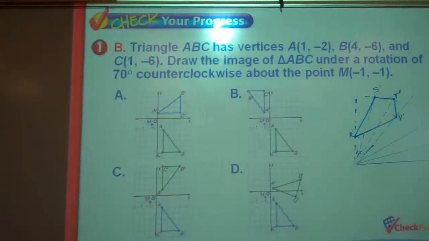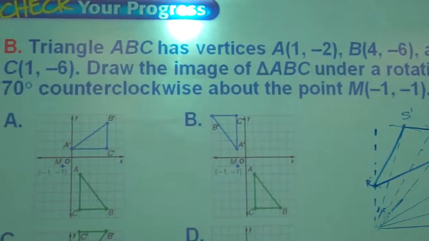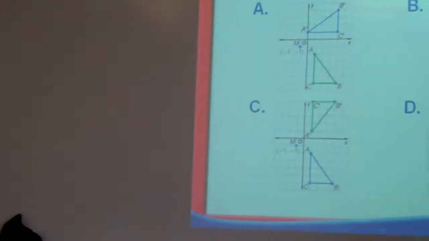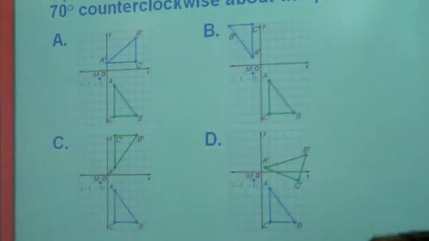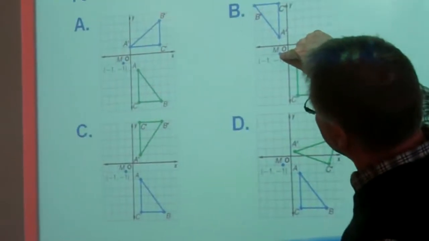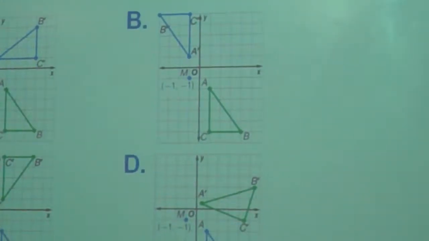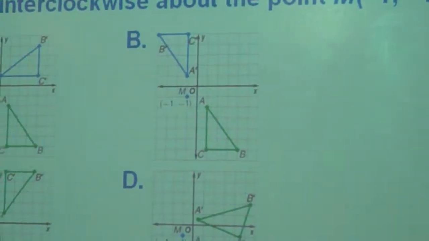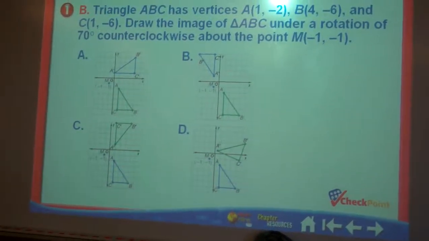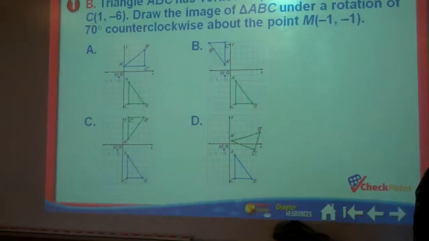Alright, take a look at this one. Which one of these 4 choices appears to have been rotated 70 degrees around -1,1? How do we know if it's 70 degrees? There's the original, there's -1,1. Which one of these looks like it rotated 70 degrees counterclockwise? Looks like the original is the green one. No, not in all of them. You have to look at the apostrophes.